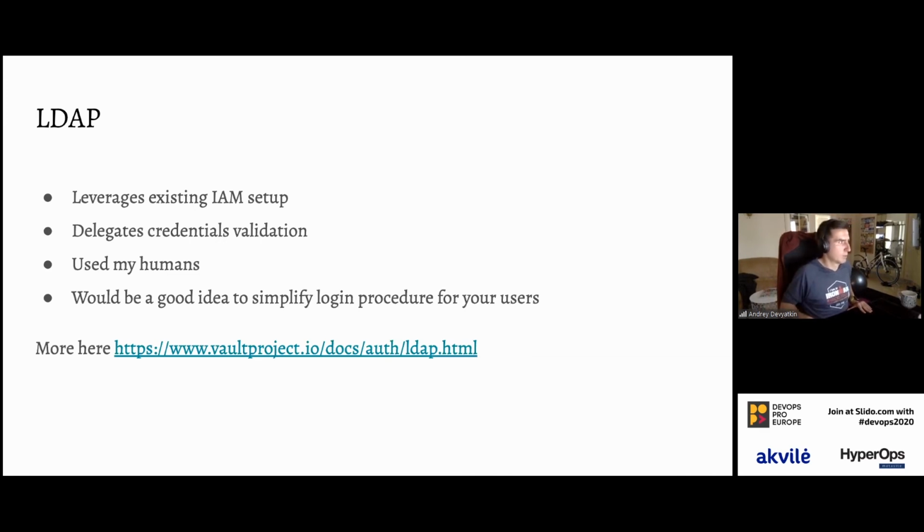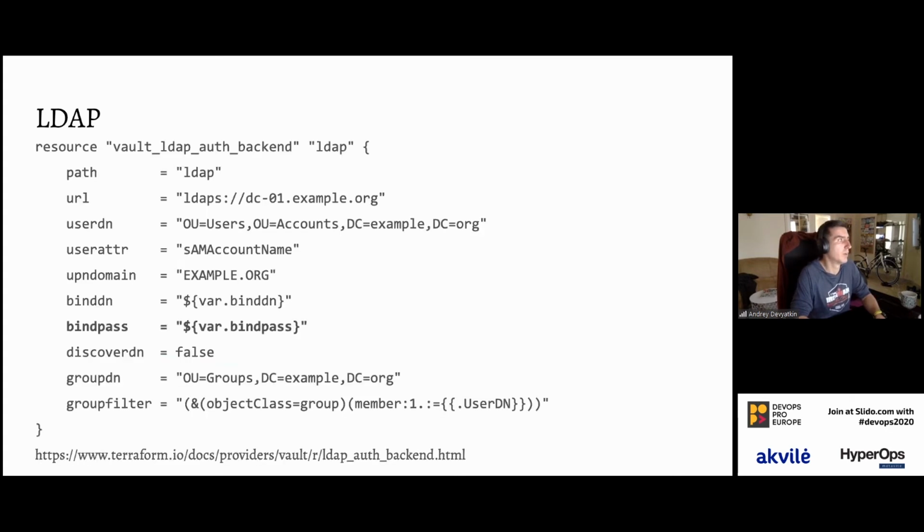And just a couple of words on LDAP. It's really nice if you have an existing LDAP, for instance. You could use JumpCloud and then translate that to LDAP, for instance, and you could use that for humans. You could leverage the existing organization structure in there, and you can delegate credentials validation. So it's quite a nice setup to have. And also, it's like an SSO, so people don't need to remember a lot of passwords.